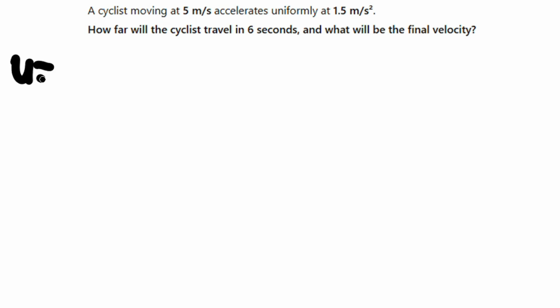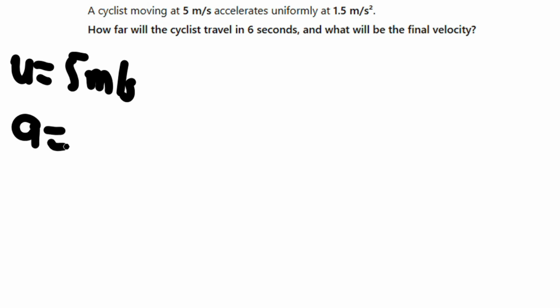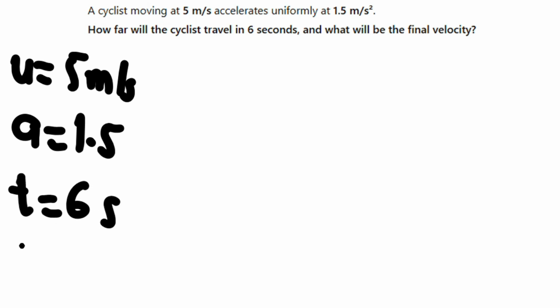So u equals 5 meters per second, because that's the initial velocity, and it accelerates uniformly at 1.5. So a is equal to 1.5. I'll leave the unit for now because it's not causing a problem. How far will the cyclist travel in 6 seconds? So they give us t equals 6 seconds. They say how far, that will be the distance, and they are looking for that.